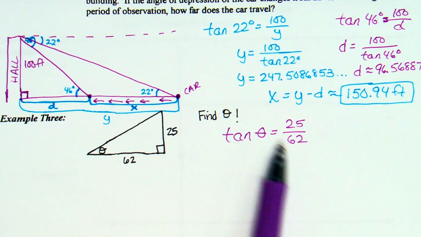Remember, an inverse just flip-flops your x and y. It flip-flops your input and your output. So we can flip-flop this. The tangent inverse of 25 over 62 is equal to theta. So by taking that inverse, that allows me to flip-flop, and now do you have something you can plug into your calculator? Yeah.